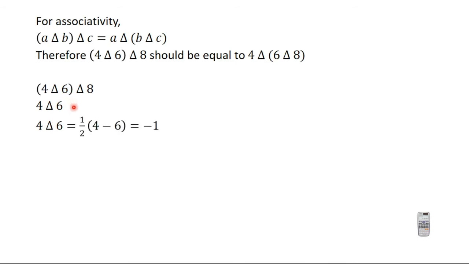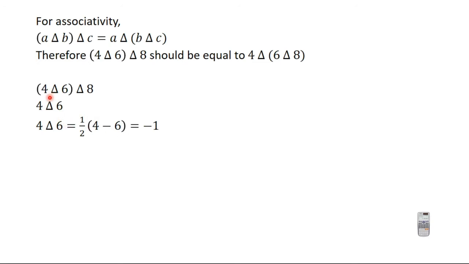Now if you are computing for 4 delta 6, remember the definition is 1 over 2 into bracket A minus B. So in this case, 4 becomes A and 6 becomes B. So we are going to get 1 over 2 into bracket 4 minus 6, and that is going to give us negative 1.